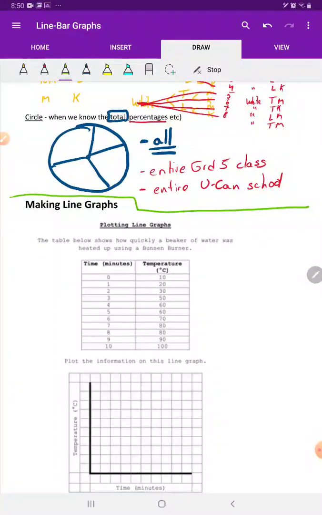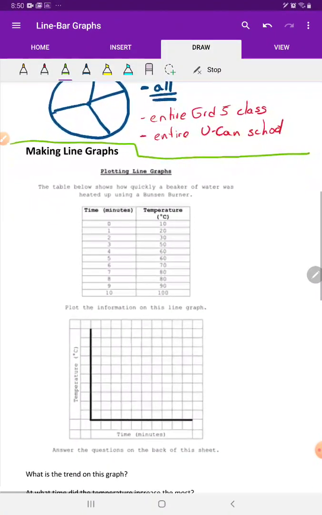Okay, now here is the making of the line graph. So as you can see, I've already given you some of these things. So the things that are missing here is I don't have a title. So let's see, what shall we call this thing? We know that we're doing something about heating water on a Bunsen burner. So let's call this rate at which water heats up.